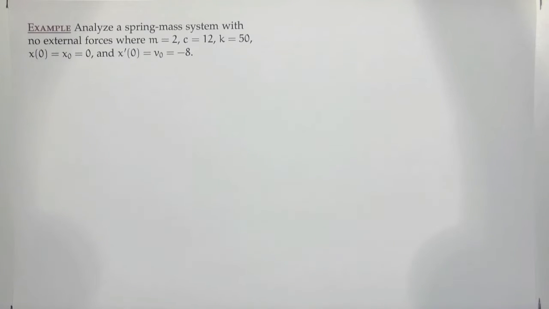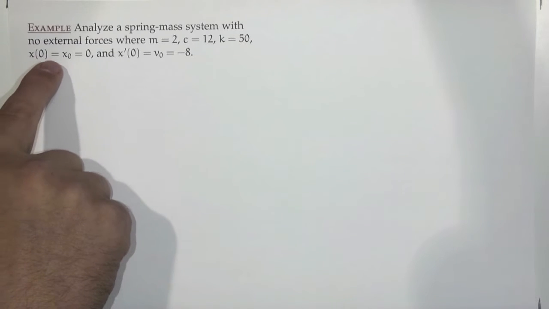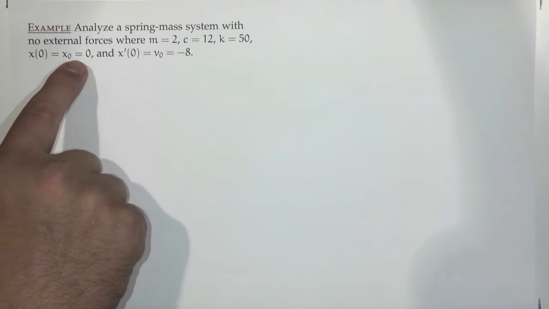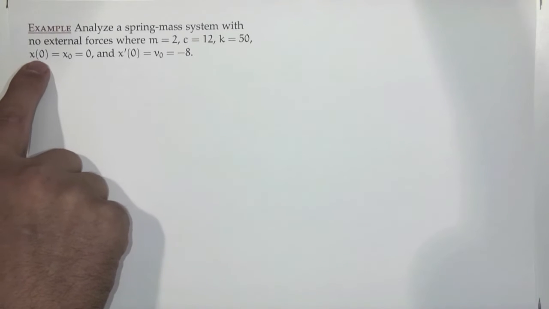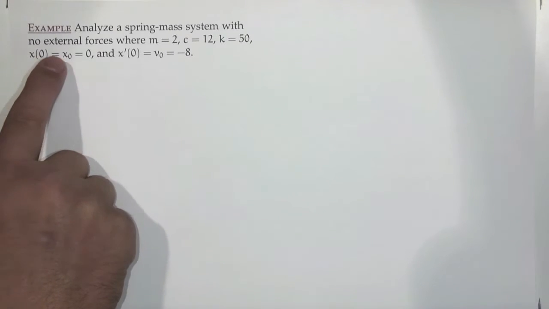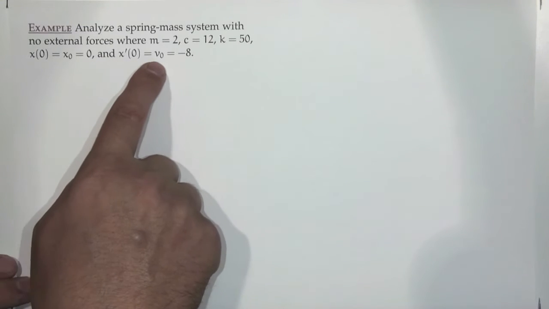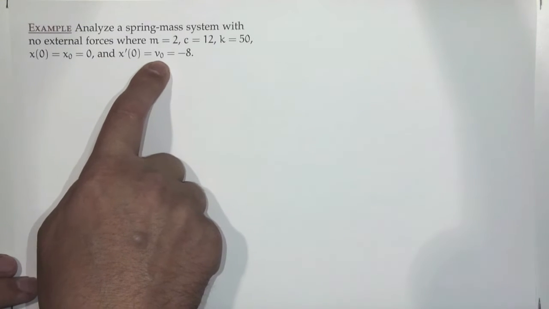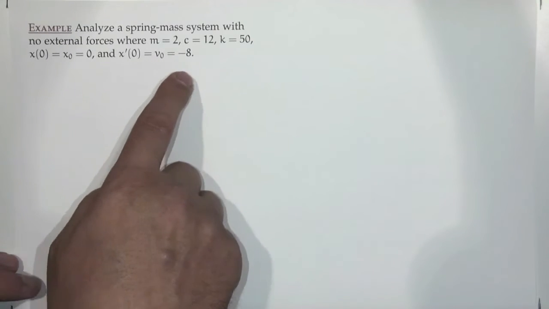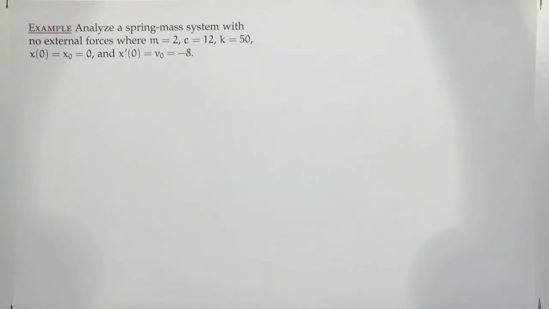And then it says there are some initial conditions. So x0, x not, equals 0. That's our position, so it starts in the neutral position. However, x prime of 0, which we could also call the initial velocity, v0, is -8. So it might be starting in the initial neutral position, but it has a little bit of speed to it.